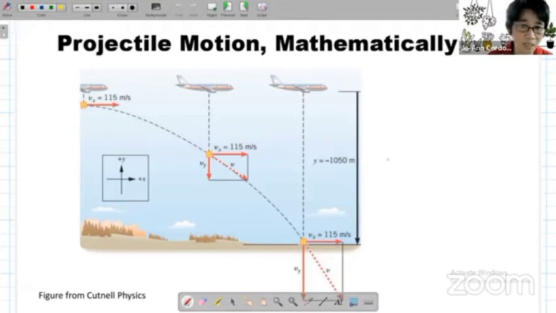So kanina diniscuss natin yung yellow ball. In this case, most of the time ang ginagawa ko nito, this is actually a problem in Catnell. This is a sample problem. But I don't give this to my students na nakabigay na yung problem. So what I usually do is I ask them to solve this one on their own by creating their own problem out of it. Okay.